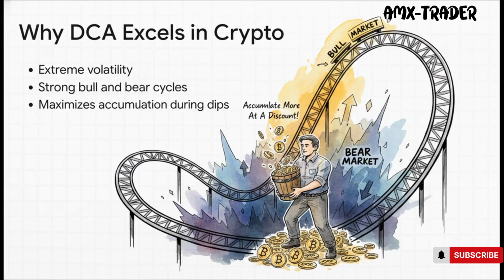So here's the thing, right? The very qualities that make crypto seem terrifying to some people, that insane volatility, those wild swings from bull to bear markets, that's exactly what makes it the perfect playground for dollar cost averaging. Those huge, scary price drops become massive opportunities to stack up more of the asset at a deep discount. It's why in crypto, DCA can actually beat lump sum investing, especially when you're investing through a bear market.